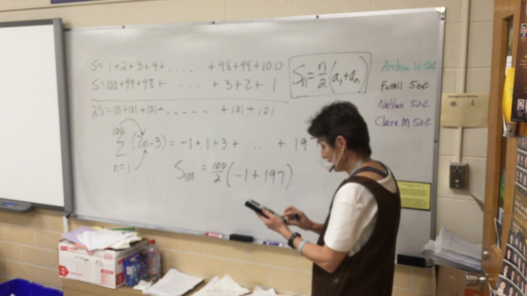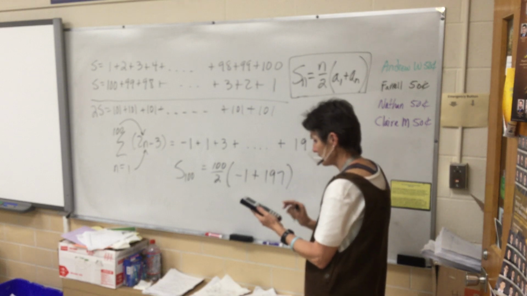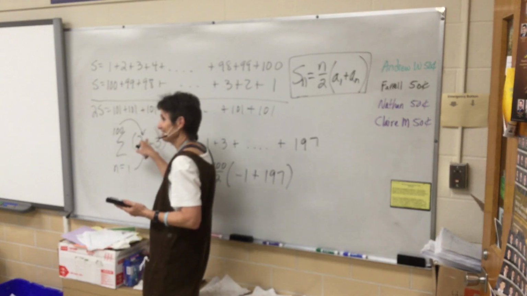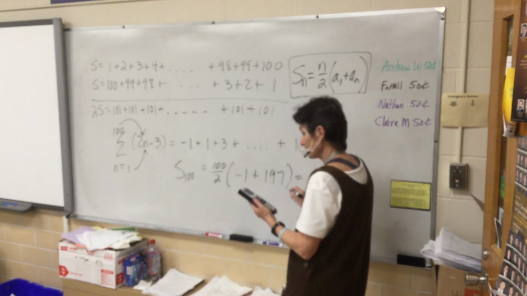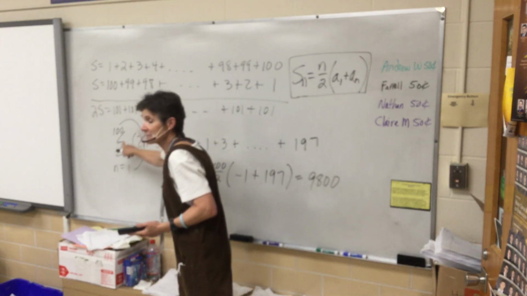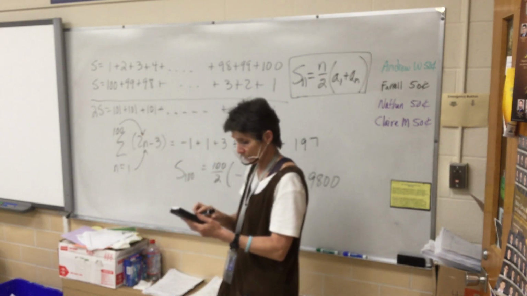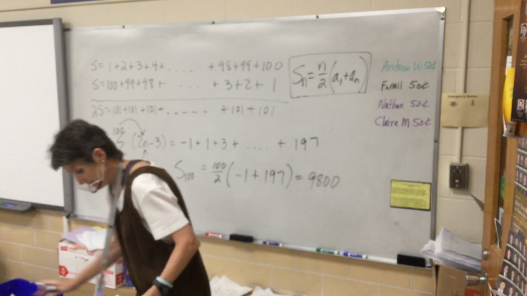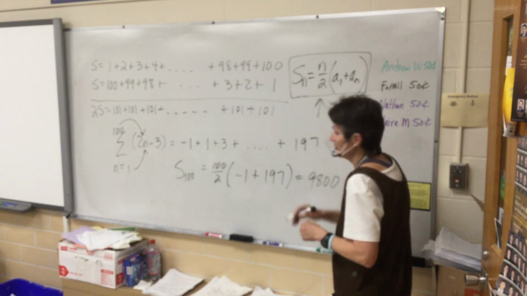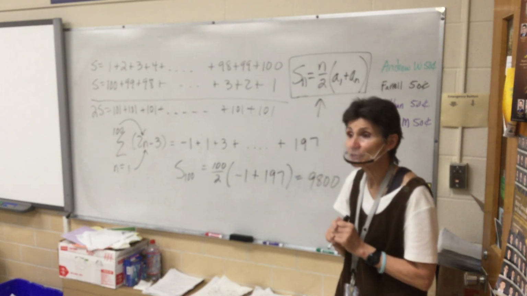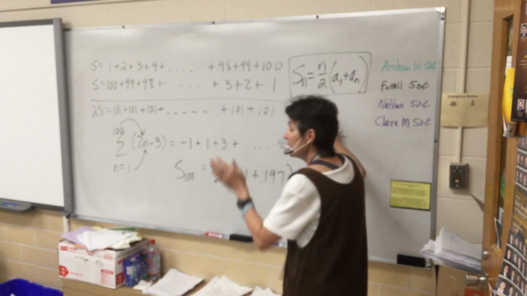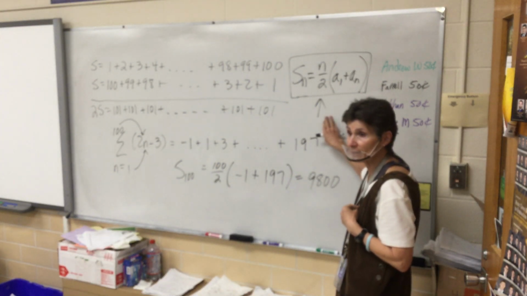Sigma notation is absolutely wonderful for this because sigmas always give you the first term and the last term. So the answer is 9800. So the value of this sigma is going to be 9800. Now, what was the key to using this formula? That sequence had to be arithmetic. This will work as long as your sequence is arithmetic.